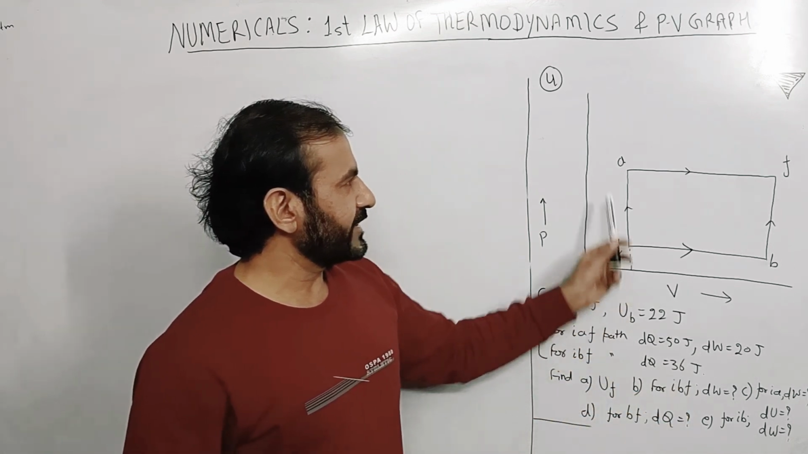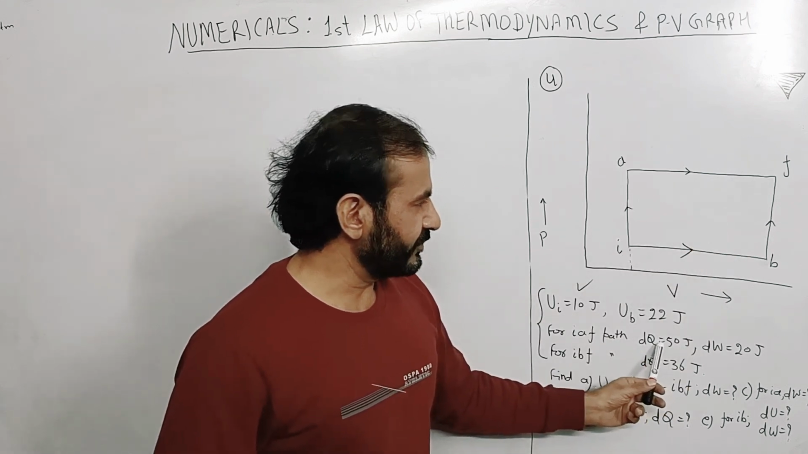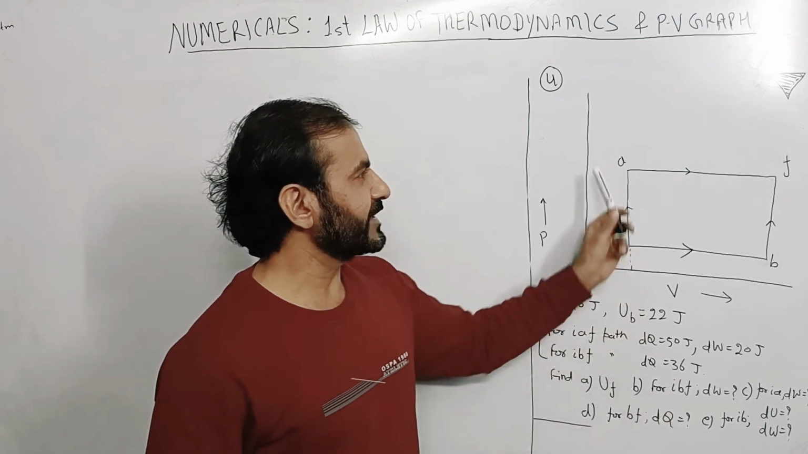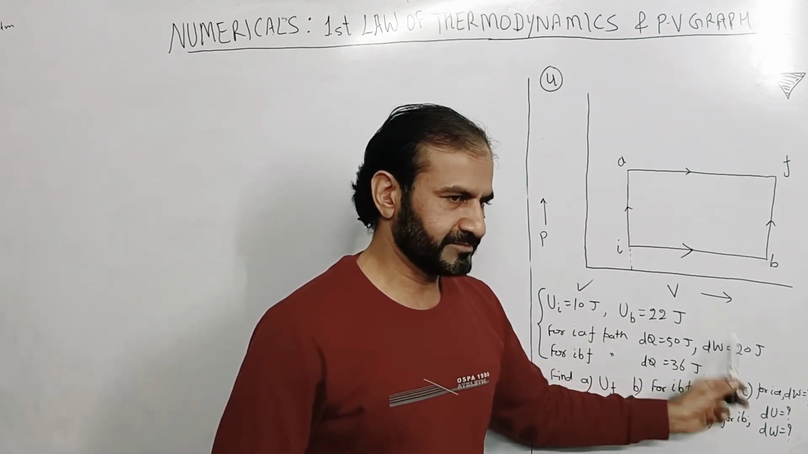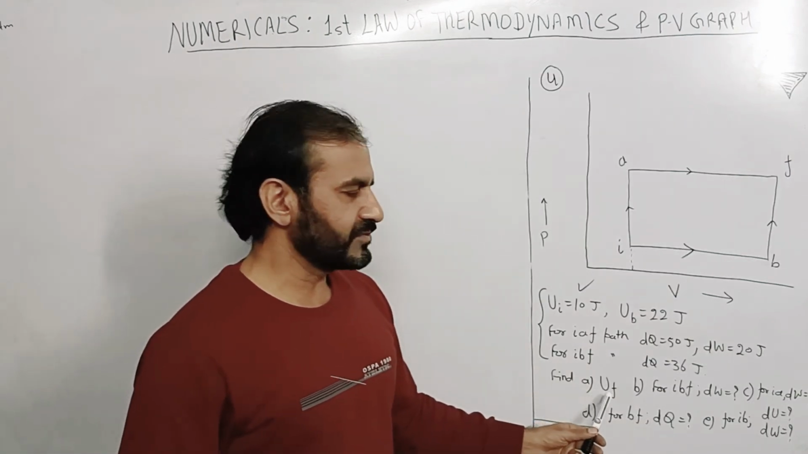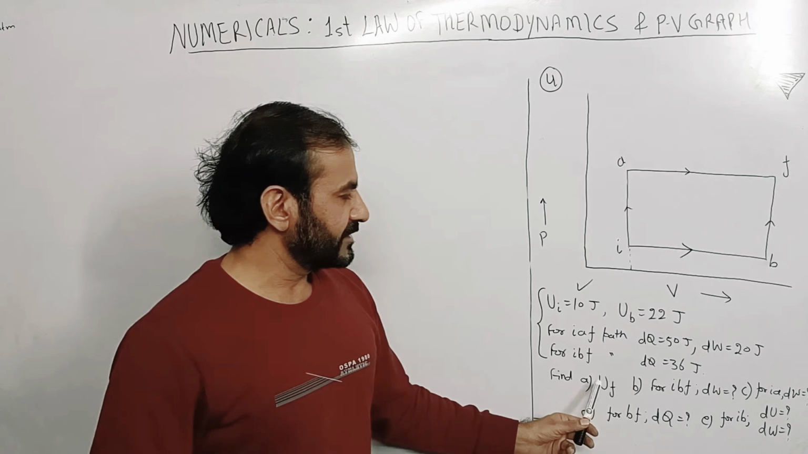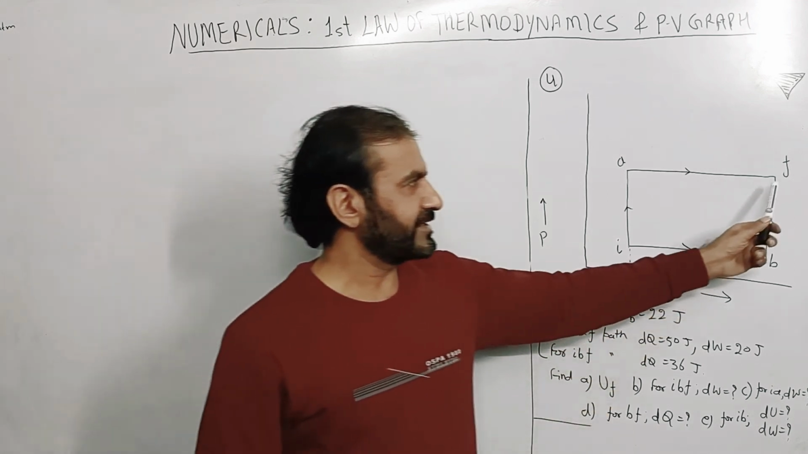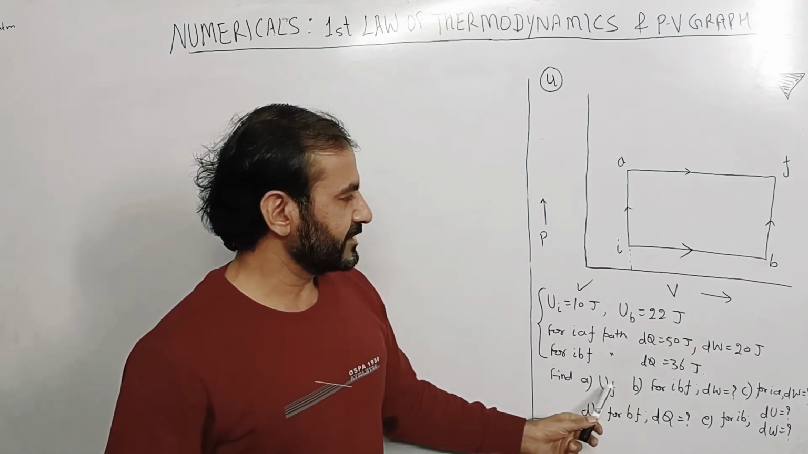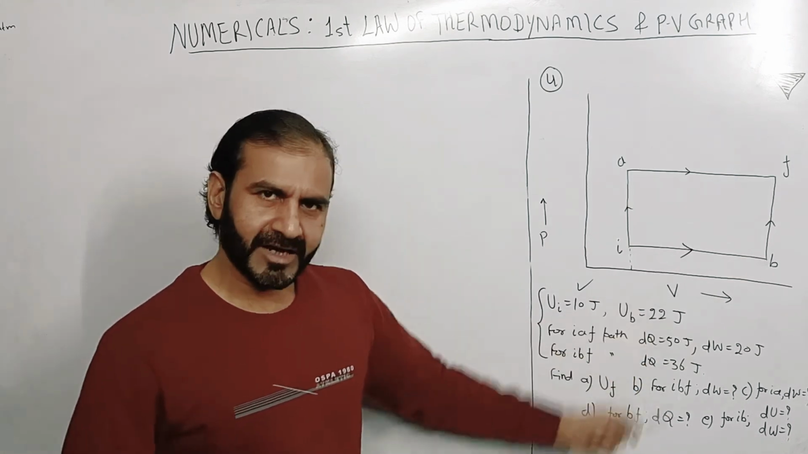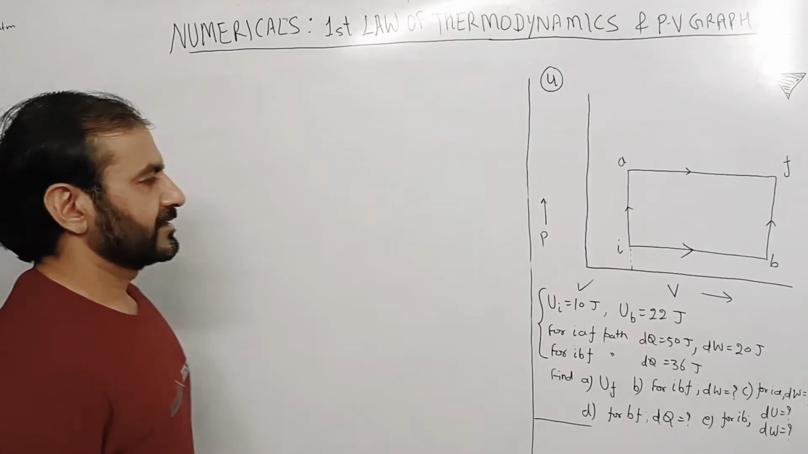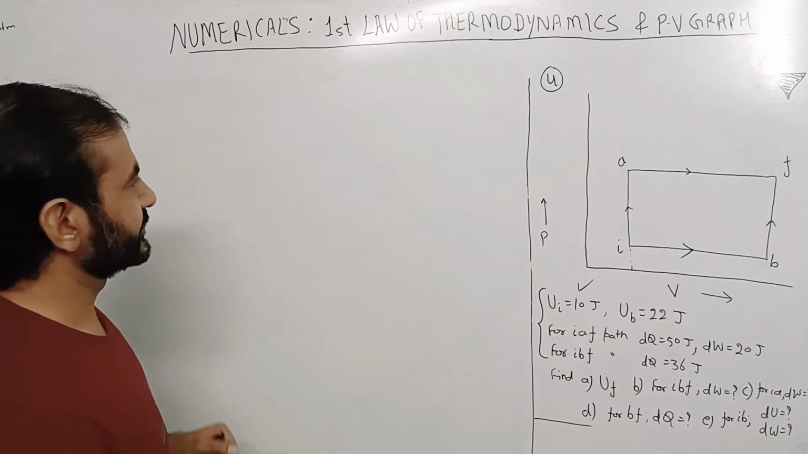That is, for the IAF path, heat given is 50 joule. For the IBF path, heat given is 36 joule. And for the IAF path, work done is 20 joule. This is the data given, and what to find? UF, that is internal energy in the final state F, you have to find. So one by one I am solving, and the questions will be solved.